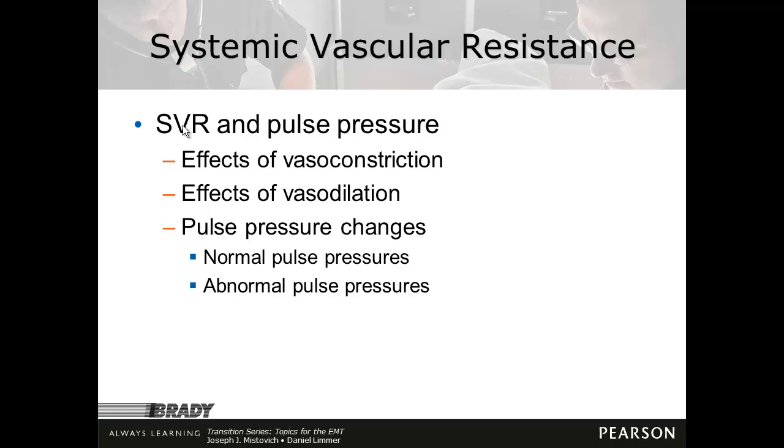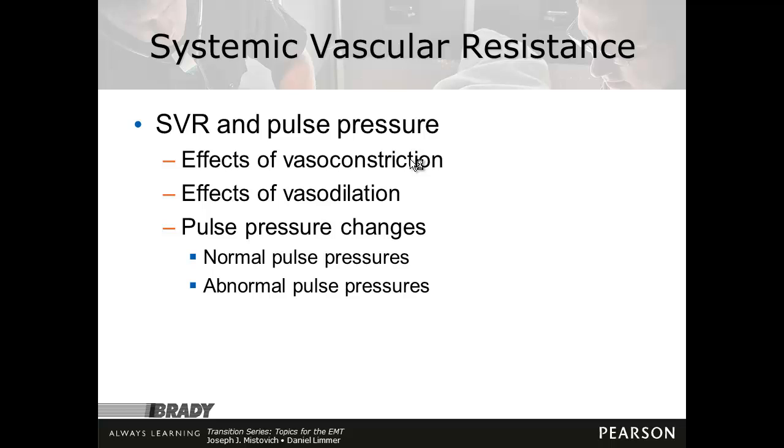So, systemic vascular resistance is the amount of pressure being exerted by the body back against the ejected heart volume. Pulse pressure is the difference between the top pressure, or systolic pressure, and the diastolic pressure. So the pulse pressure of a patient with a blood pressure of 120/80 is 40 millimeters of mercury.